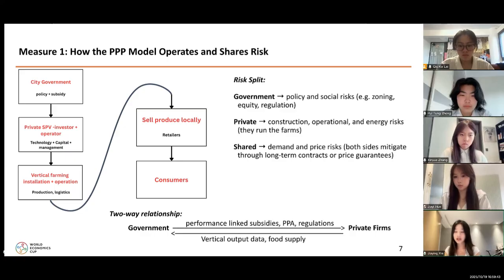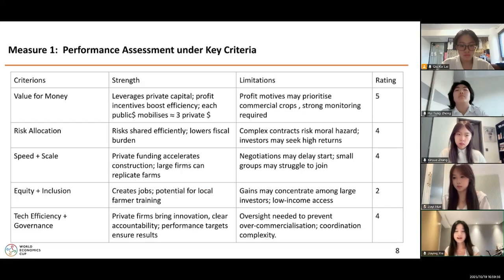Risks are also efficiently shared. Private firms take on construction and operational risks. Government manages policy and social obligations, and market risks are managed jointly through long-term contracts. This table highlights the main strength and limitation of this measure.